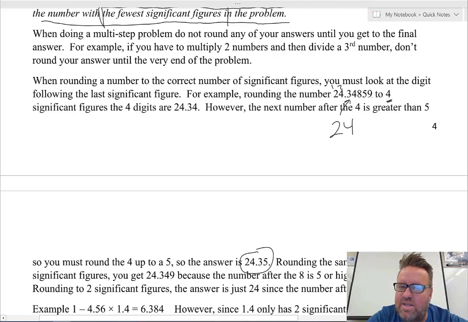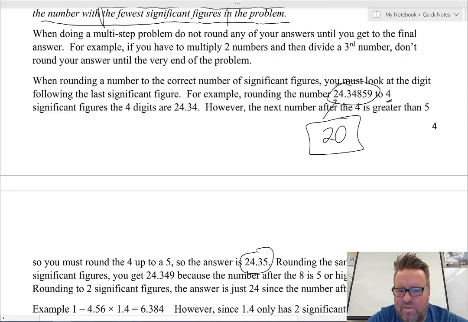Okay, the tricky part is how do you round this number here to 1 significant figure? What if you only have 1 significant figure? How do you round the number 24.34859 to just 1 significant figure? Well, it's right here. It's a 2. And then the next number after that is less than 5, so we keep it as a 4, but it can't be a 4. It has to be a non-significant figure. Well, what number can we put in there that sometimes isn't significant? Of course, a 0. The number 24.34859 rounded to 1 significant figure is 20.